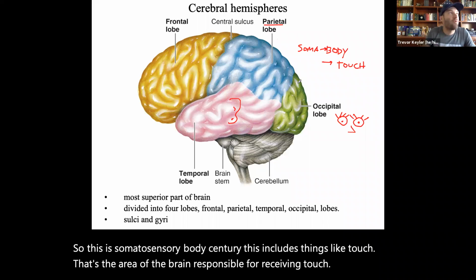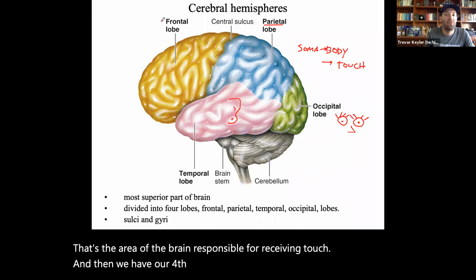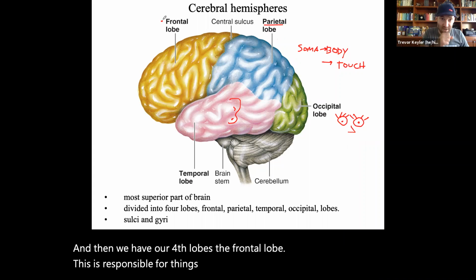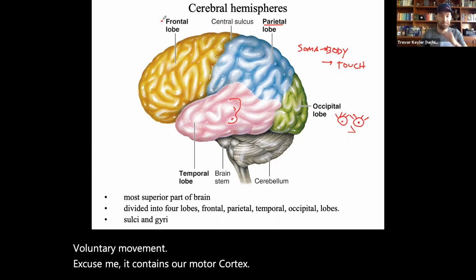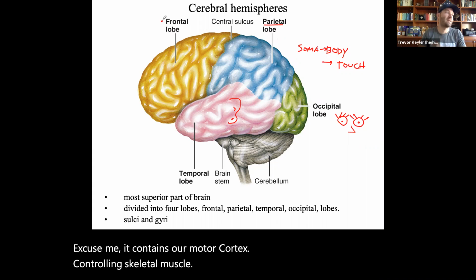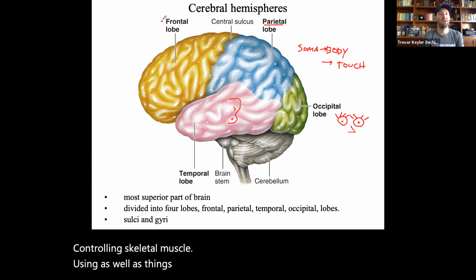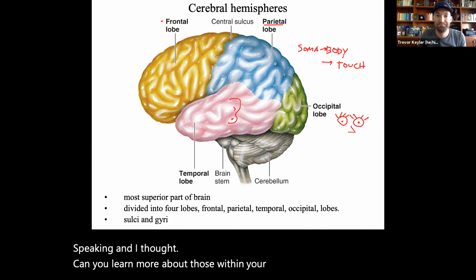And then we have our 4th lobe, the frontal lobe. This is responsible for things like voluntary movement. It contains our motor cortex, right, controlling skeletal muscle, as well as things like speaking and thought. Again, you'll learn more about those within your lecture component for this course.